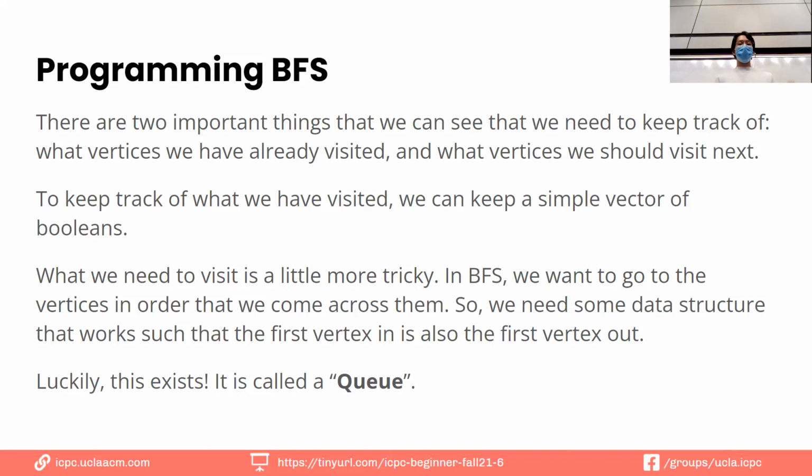And what vertices we need to visit is a little bit more tricky. In BFS, we want the vertices that were added first to get taken out of the list first. So we want to look for some data structure that has a first in, first out property. And that's going to be a queue. If you think about a queue like a line, people that enter the line first are obviously going to be the ones that leave the line first.